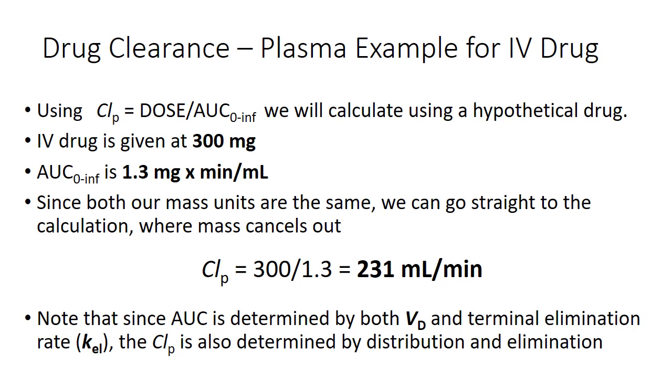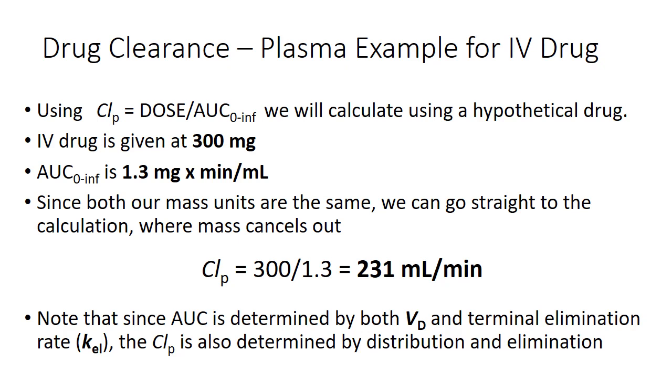So I'll give you that information on this example because of that. If we give an IV drug at 300 milligrams, and the area under the curve is 1.3 milligrams times minutes per milliliter, remember, because it is an integration of the area under that curve, think about it like a single two-dimensional object. You look at that curve as a single surface, like a plane in a sense, and you essentially just multiply the units.